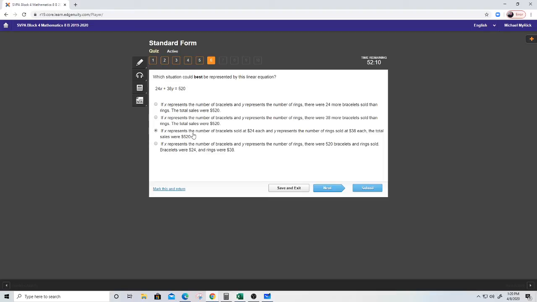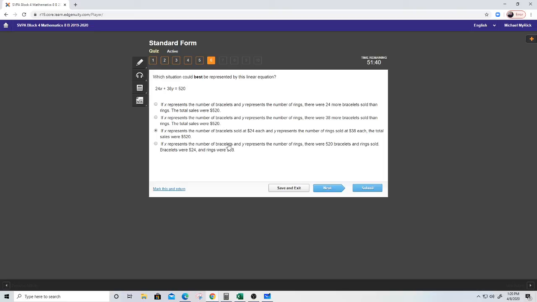Yes, because it's $520. Well, 24 each, 38 each, a total of 380. No, okay, yeah, because this is number of bracelets. I don't know, this one feels weird. I'm gonna go with the third one. These two don't make any sense.